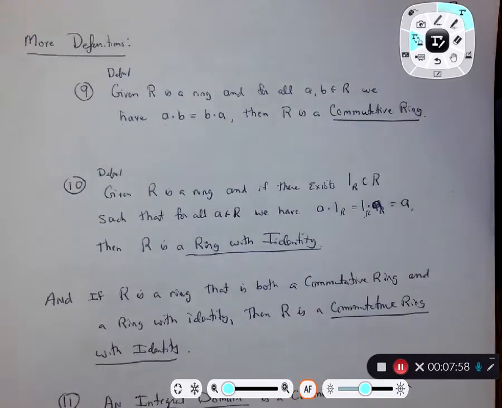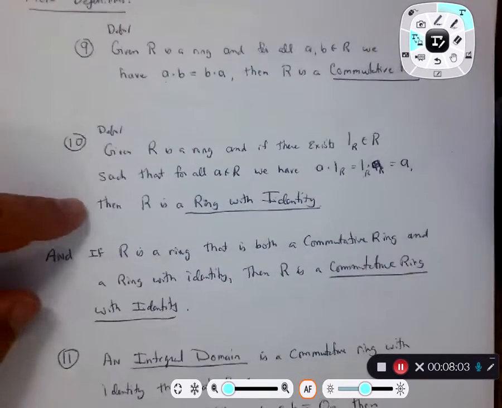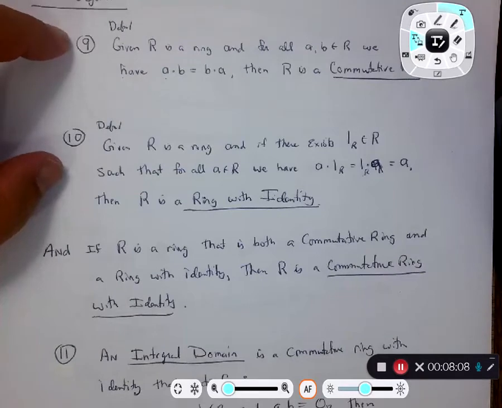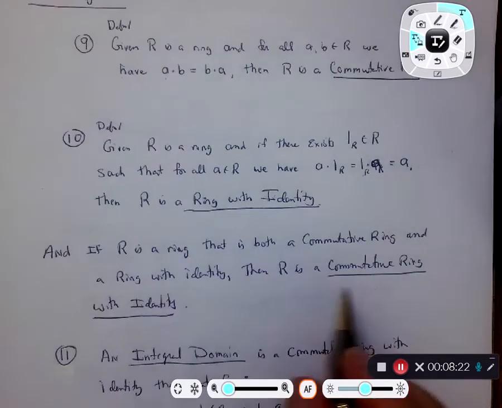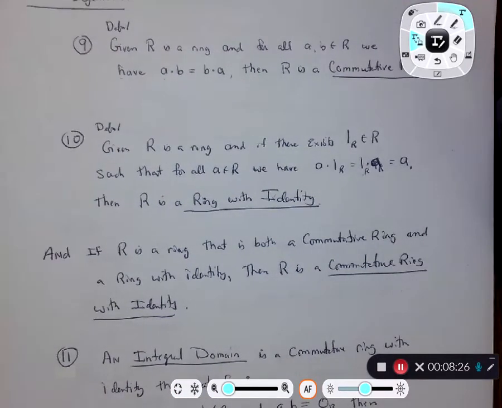And so you do not have to be a commutative ring to have a ring with identity. A ring with identity does not have to be a commutative ring. But if you happen to have both properties, 9 and 10, and R is a ring that is both a commutative ring and a ring with identity, then we call R a commutative ring with identity. If you have both properties, 9 and 10, we just put them together and call it a commutative ring with identity.